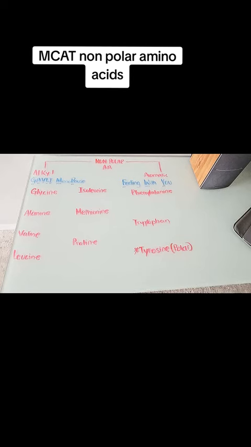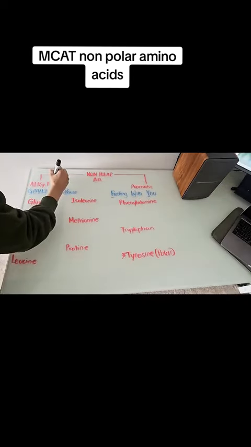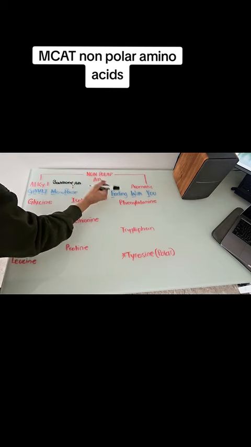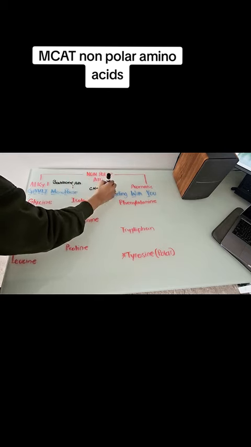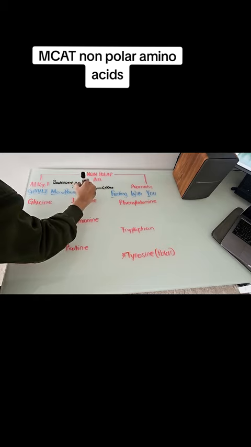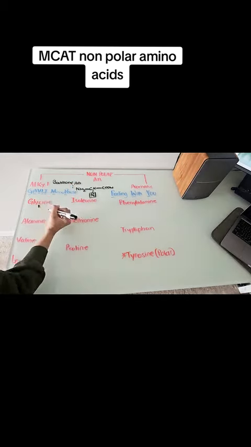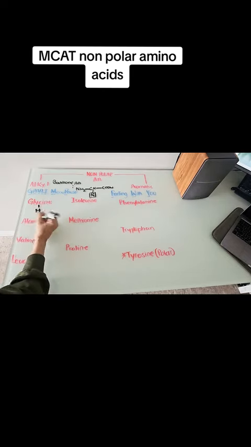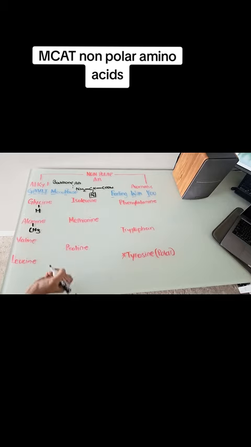I like to separate my nonpolar amino acids into alkyl and aromatic groups. So before we get into the details of each amino acid, I want to highlight the backbone that stays constant, and it's the R group that changes on each amino acid. So the best way to memorize amino acids is just to draw the R group. Glycine is the simplest amino acid with just a hydrogen, and alanine has a methyl group.